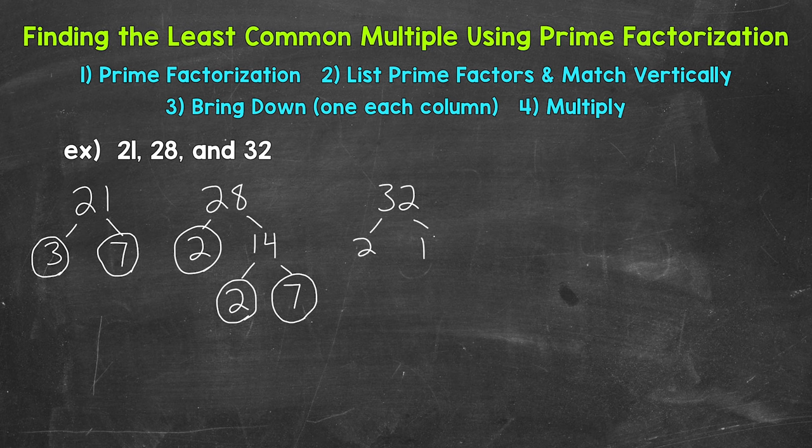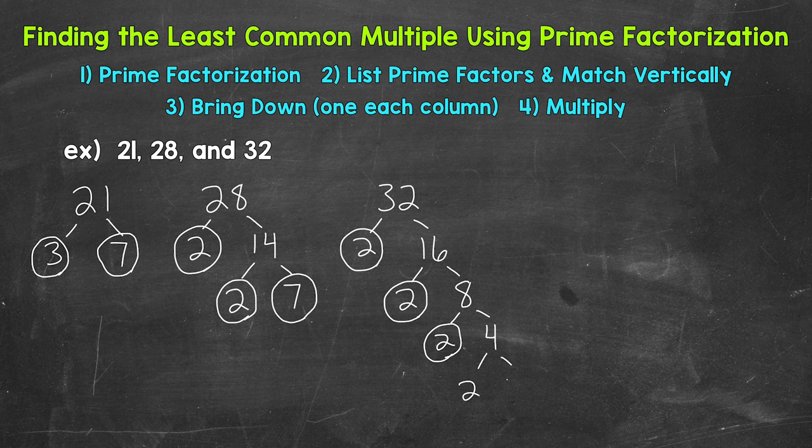2 times 16 equals 32, so 2 and 16 are factors of 32. 2 is prime, so we are done there. 16 we can break down. 2 times 8 equals 16, so 2 and 8 are factors of 16. 2 is prime, so we are done there. We can break 8 down further. 2 times 4 equals 8, so 2 and 4 are factors of 8. 2 is prime, so we are done there. We can break 4 down further.